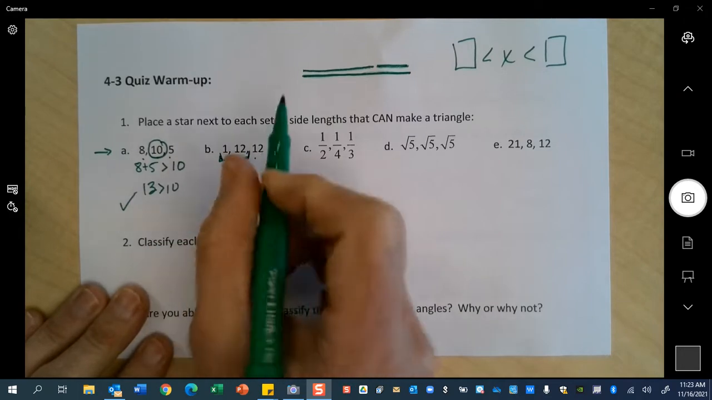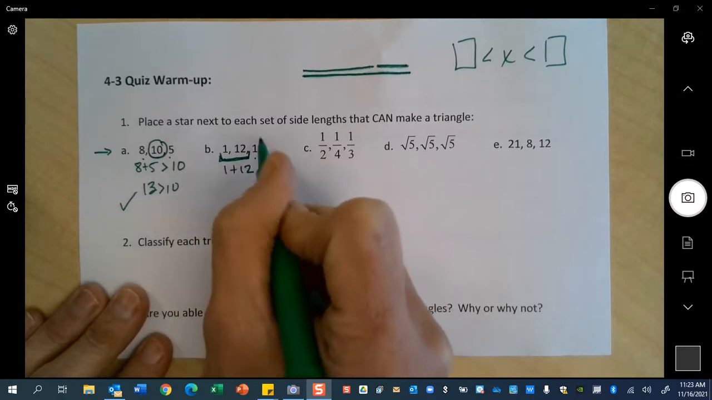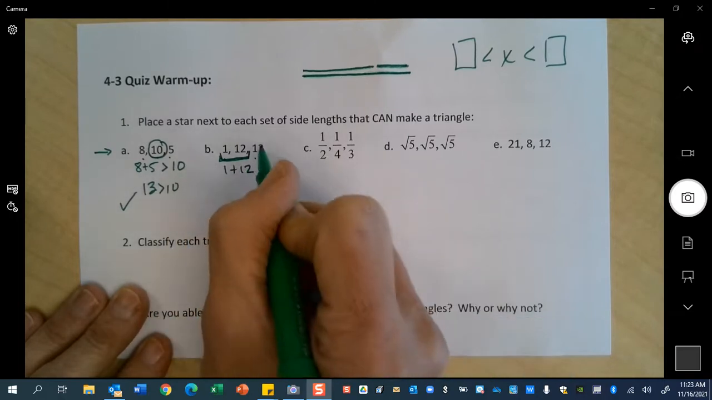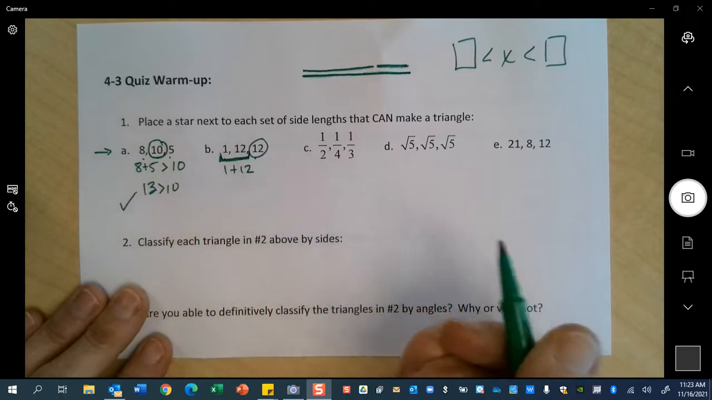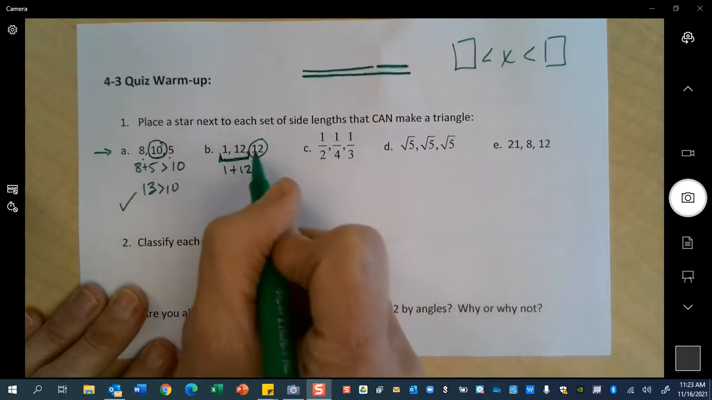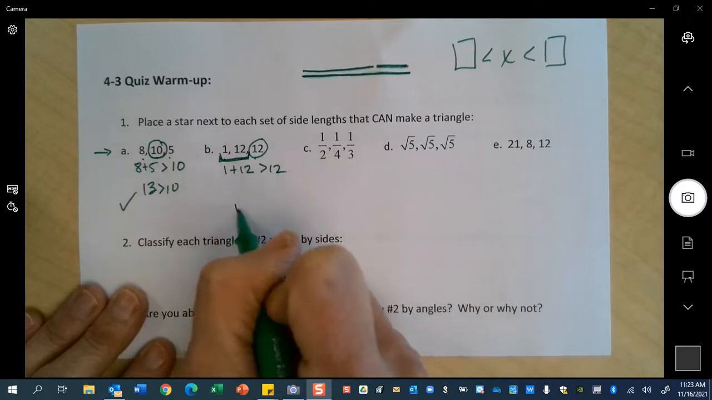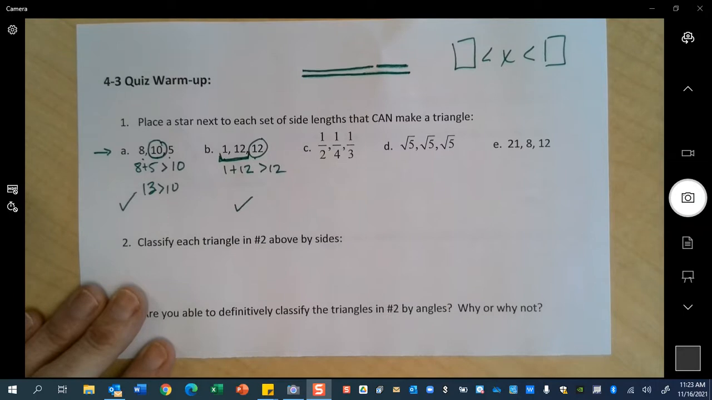So it would be better if I do like the smallest. So you identify your biggest side. So here they're both 12. So there's no such thing as a largest because these two are the same. As long as this is true, then yes, you have a triangle.